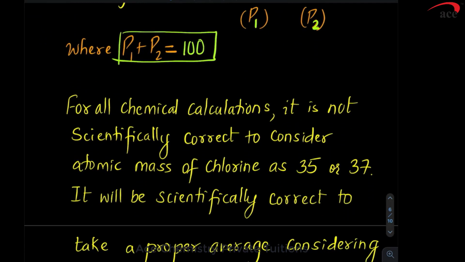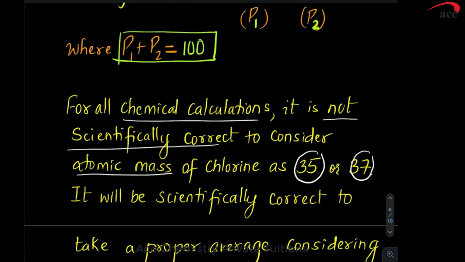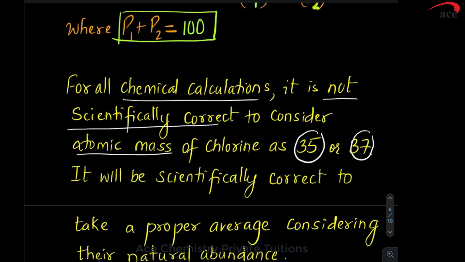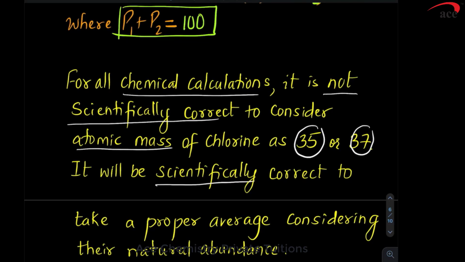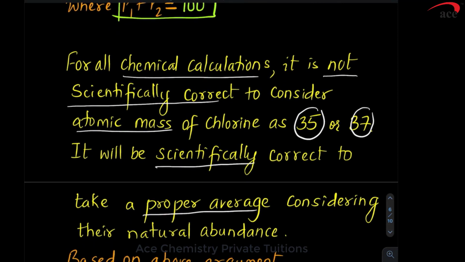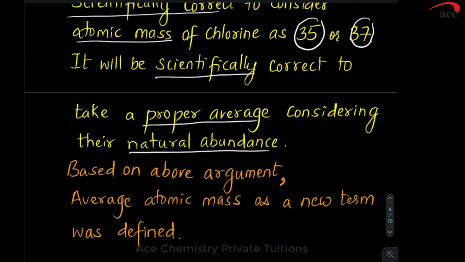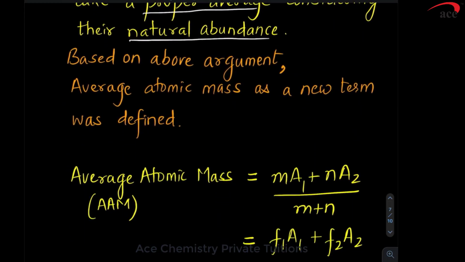For all chemical calculations, what would be correct to take as the atomic mass of chlorine? Should I take 35 or should I take 37? Science says it is not scientifically correct to take either 35 or 37. On the other hand, science says you take a proper average of the two isotopes, taking into account their abundance. Based on these factors and arguments, the term average atomic mass was introduced in science.